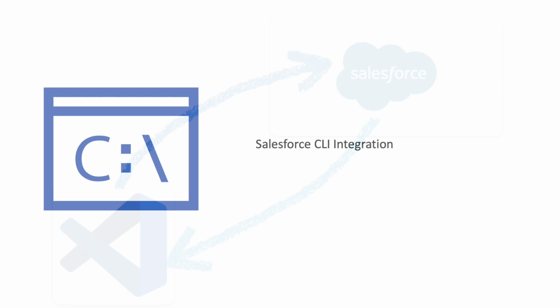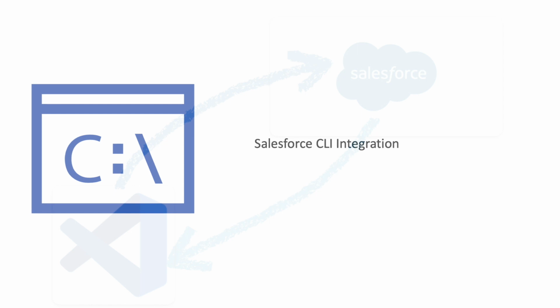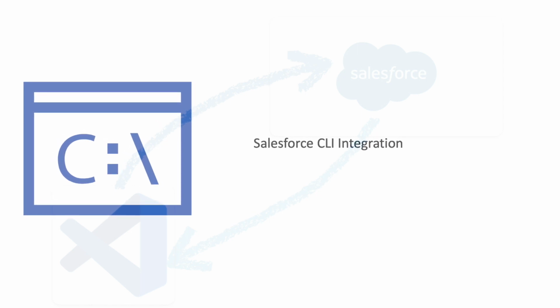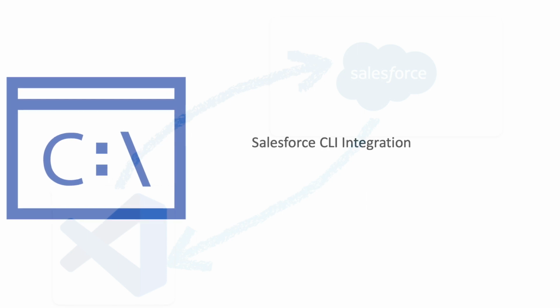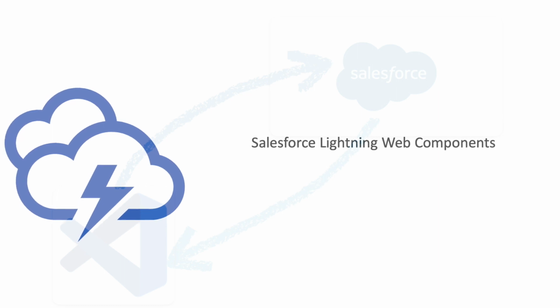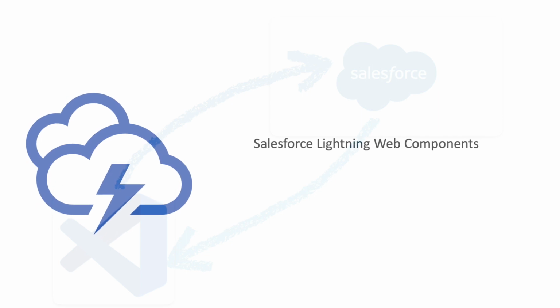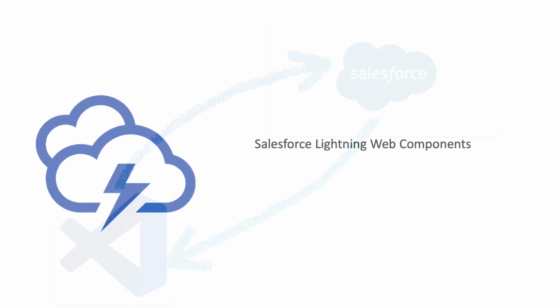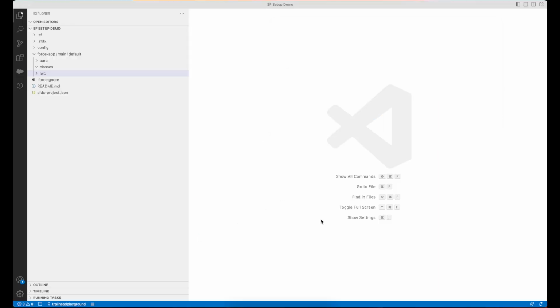Salesforce CLI integration. The Salesforce CLI integration allows you to execute CLI commands directly from Visual Studio Code. The command we have seen can also be executed with the help of Salesforce CLI. Salesforce Lightning Web Components. With this extension, you can develop Lightning Web Components, LWC, using Visual Studio Code, including features like code navigation and debugging. We learned about some of the key features of the Salesforce extension pack. Let's see those features with the help of some examples.